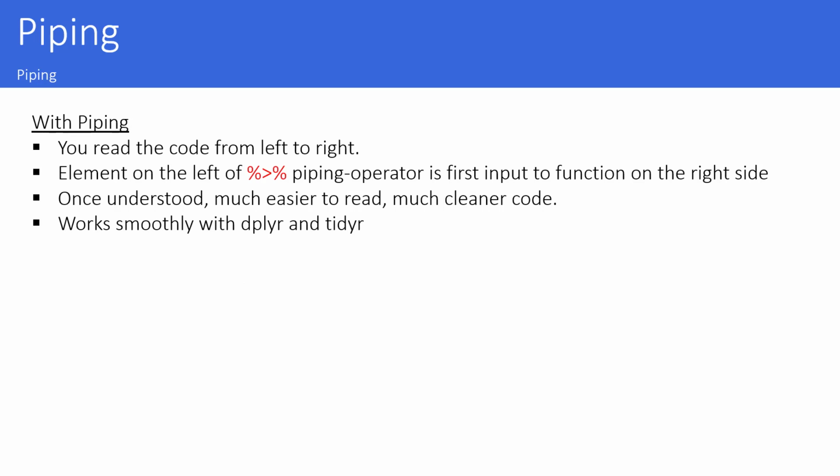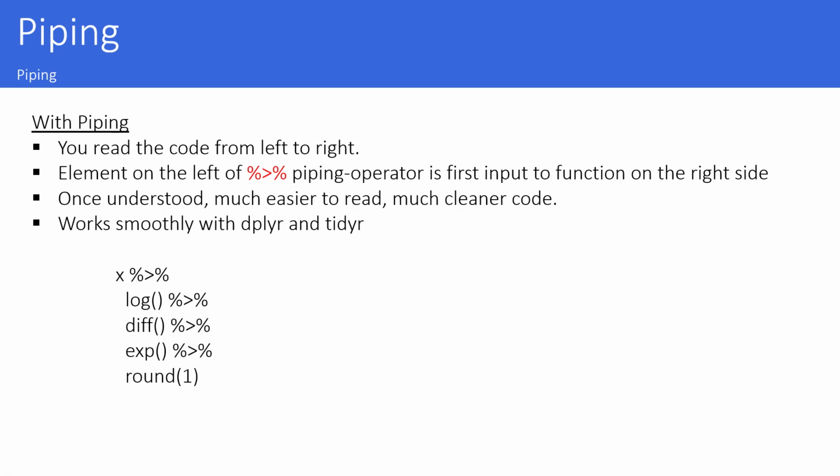But how is it different with piping? Well, with piping you read the code naturally, from left to right. And there is a so-called piping operator, here highlighted in red. The element on the left side of the piping operator is used as the first input for the function on the right side of the piping operator. And once you understood this, it is much easier to read and the code is much cleaner. It works very smoothly with dplyr and tidyr, as we will see.